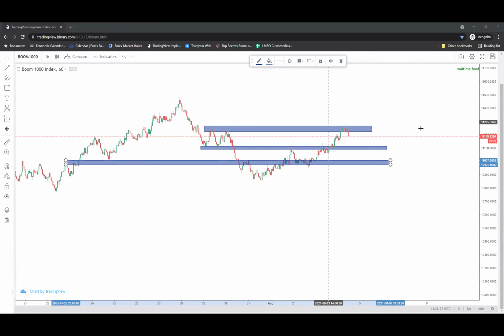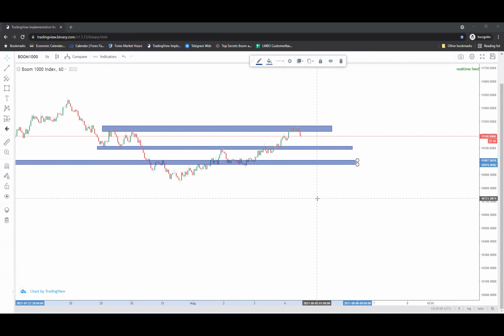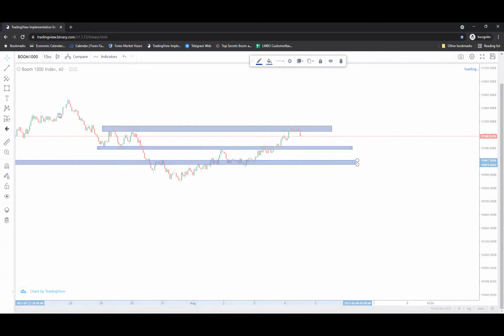All right. So here is the thing. I have marked my 3 zones on the 1 hour time frame because the market is running in this range right now. It is not beyond that or below that. I don't have to draw anything else other than that. Once I have identified my key levels or key zones, then I'll go to the 15 minutes chart.